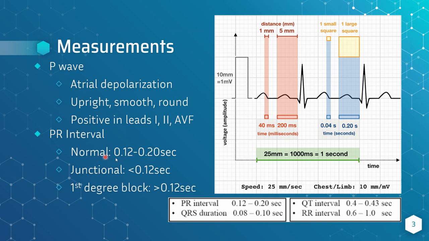So a normal PR interval is 0.12 to 0.2 seconds. If it's less than that, we go into junctional rhythms. And if it's greater than 0.2 seconds, so this should say actually 0.2 seconds, then we would get into first degree heart blocks. And so remember, the PR interval on this example here would be the beginning of the P wave, which is right here, to the beginning of ventricular depolarization. So it would be that segment right there. And we'll talk about these other rhythms later on in this.